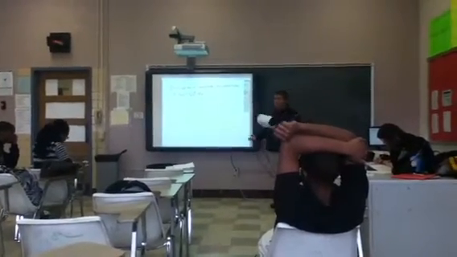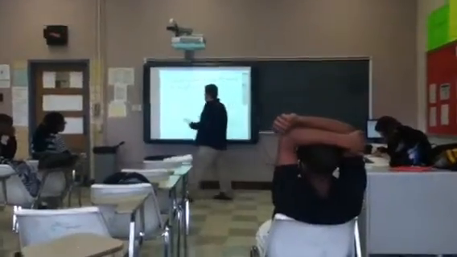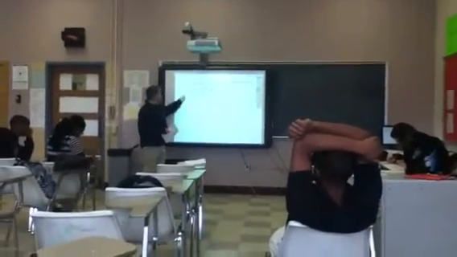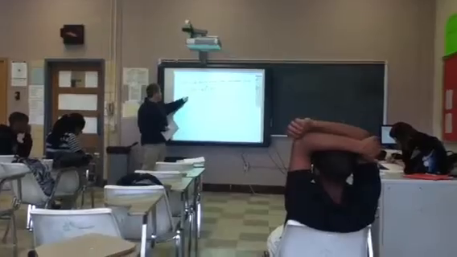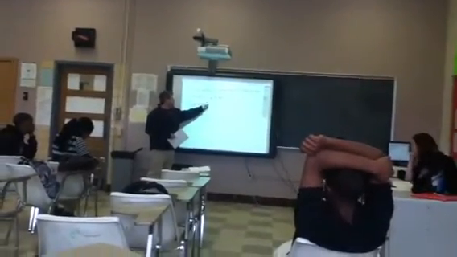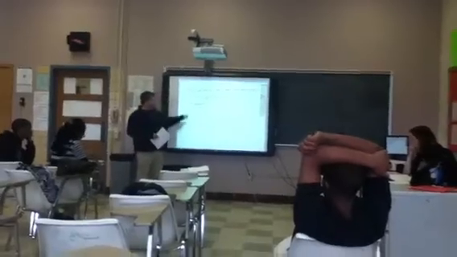Okay, let's finish the notes. So, we got to find the critical numbers. Anytime you want to find a critical number, or a number where a min or max may occur, set the derivative equal to zero. What would be my derivative?